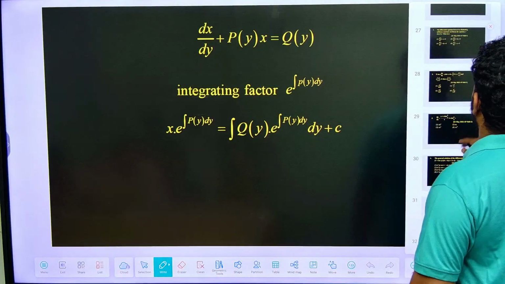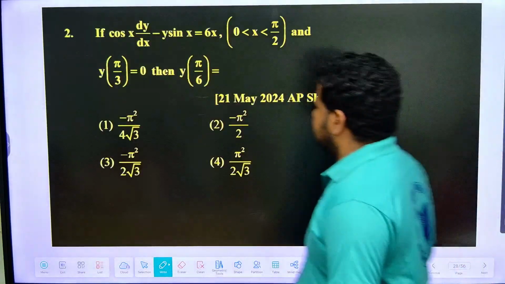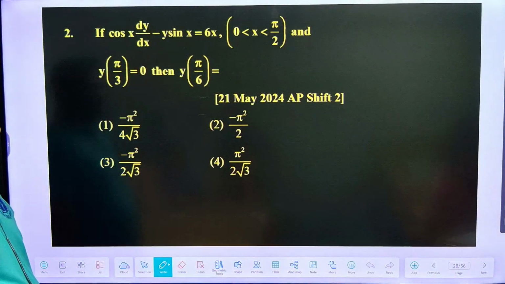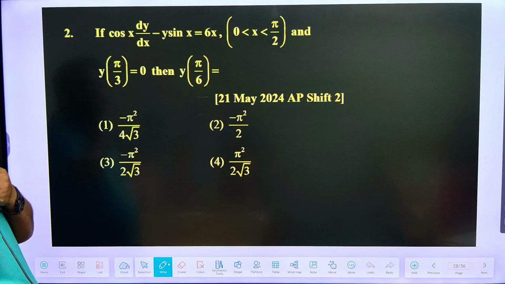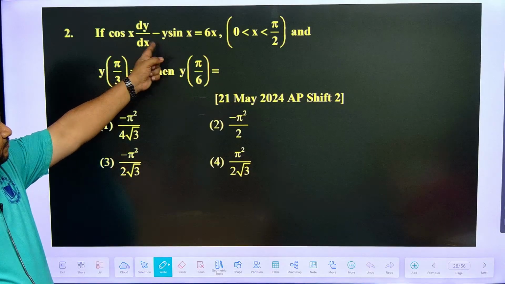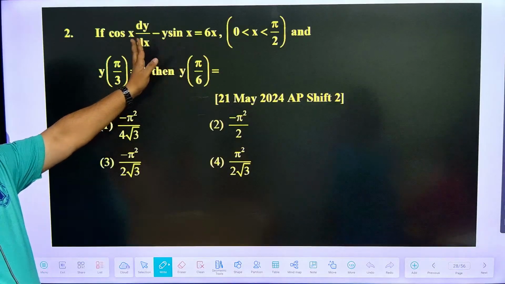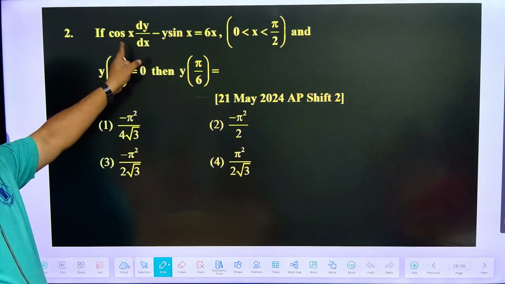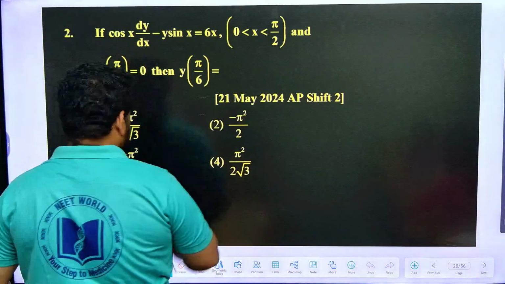Look at this. If cos x dy by dx minus y sin x is equal to 6x, then they are asking the question. So I told you about dy by dx plus p of x times y is equal to q of x. Now see here, dy by dx is given, but the coefficient is not 1. It is cos x. So I have to remove cos x, meaning I will divide everything by cos x. If I divide this by cos x, what will I have?